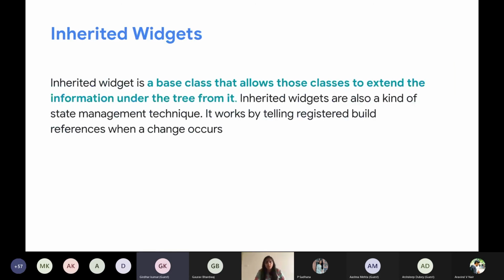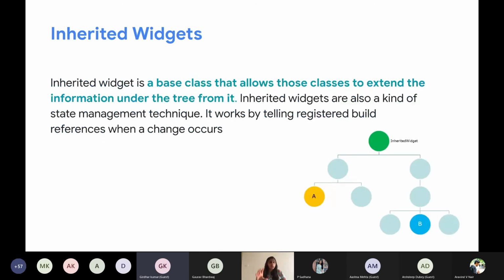Inherited widgets is where the base class has all the properties and the child class will inherit properties from the base class. Now, it may not have all the properties of its parent widget, but it will take a few properties, and you need to declare which properties need to be inherited. And that's known as inherited widget.